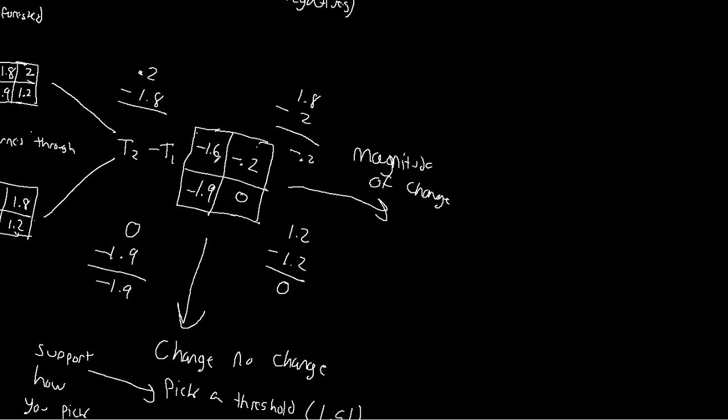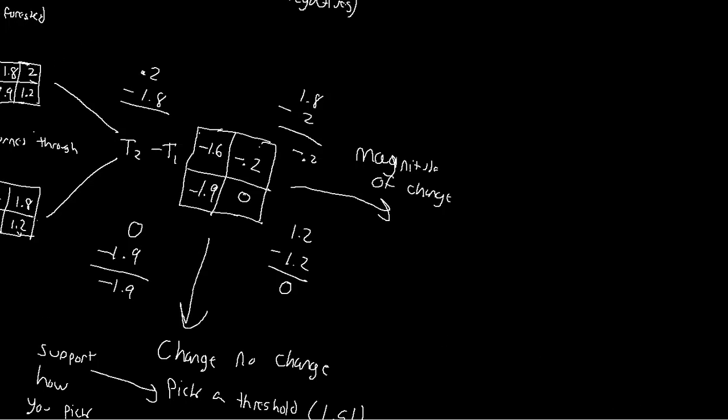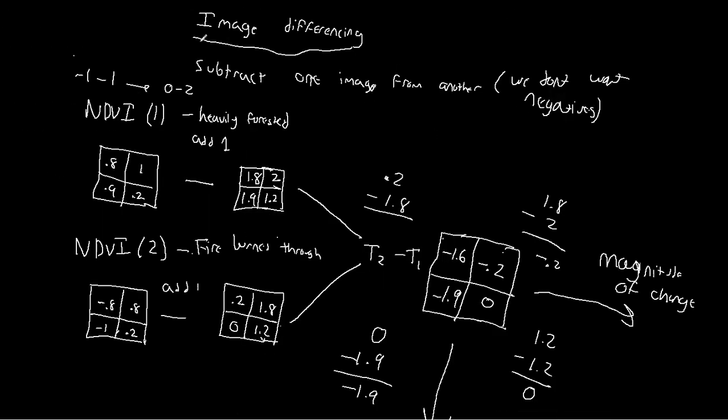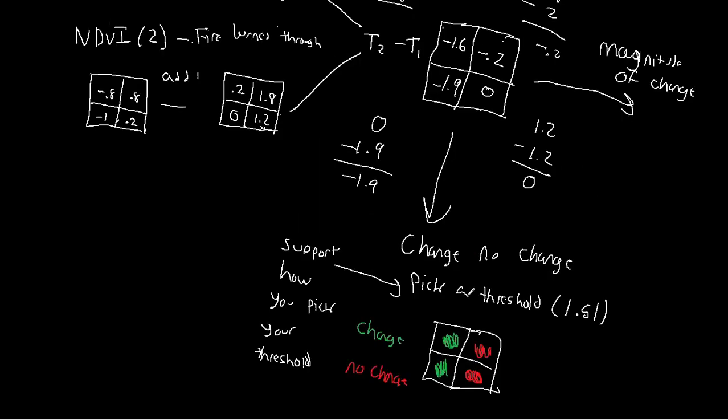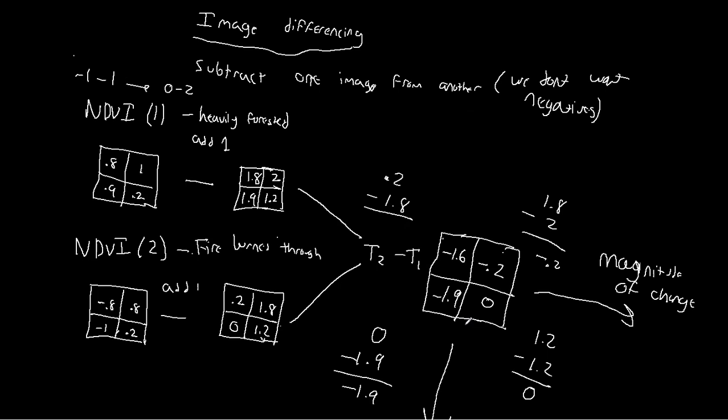in the next video. So just to recap what we've talked about, we discussed this idea that we could do image differencing by subtracting one image from another. Then we went through the example of NDVI, which we had to make all positive first. And then we said that we could pick a threshold based on some literature or some exploration to convert these values to change, no change. So hopefully that all made sense. And if you have any questions, please reach out. Thank you.